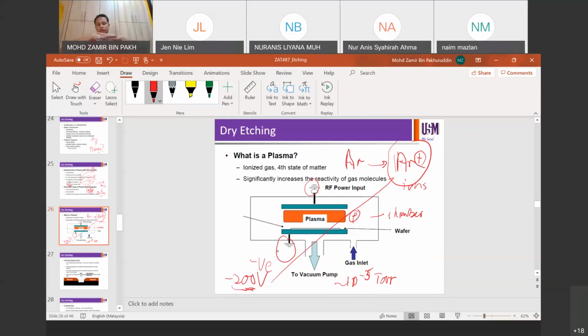If you bombard the surface at a very high energy, that is etching already. So you can remove the material by bombarding ions or plasma, in this case, to the surface to remove materials that you want to remove. So that's how the sputter etch ataupun dry etching process takes place.